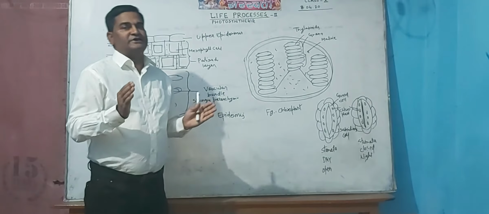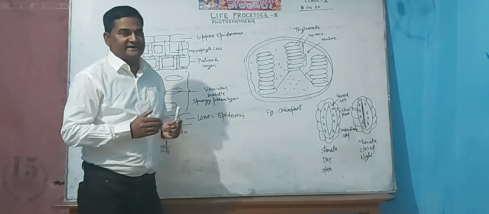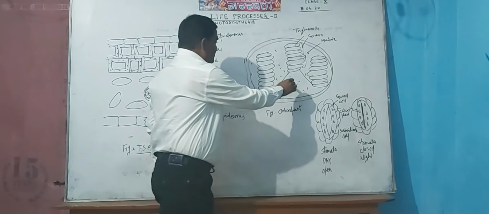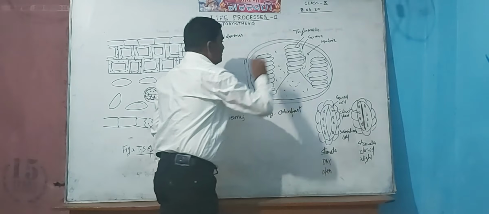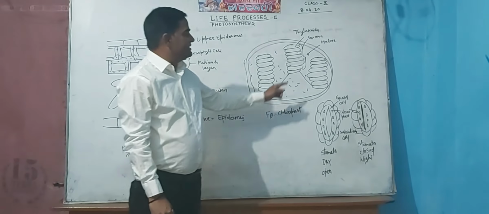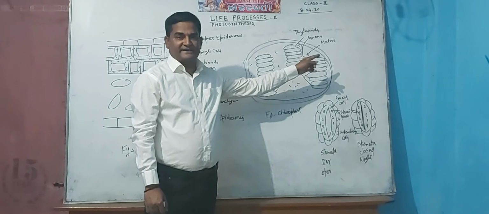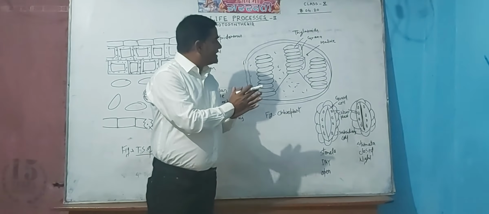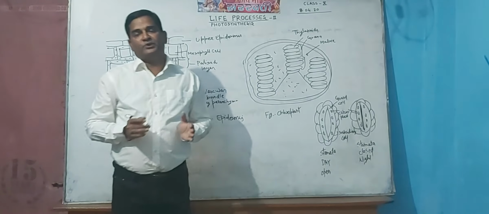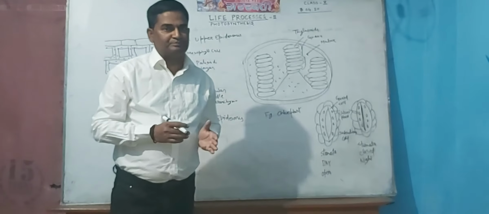It is the main center of photosynthesis where light reaction occurs. And its liquid part is called matrix, which is the main center for the dark reaction. So grana thylakoid and matrix play a vital role in the photosynthesis process.